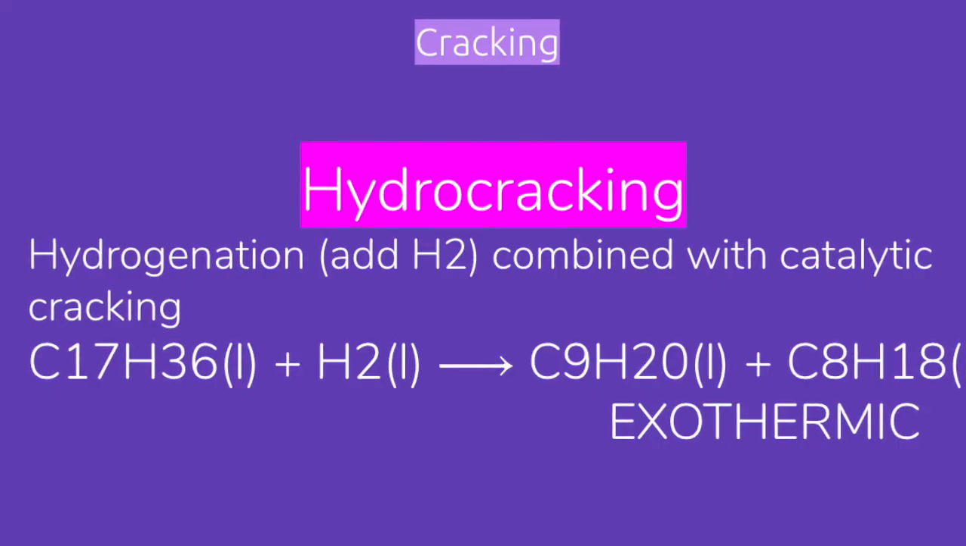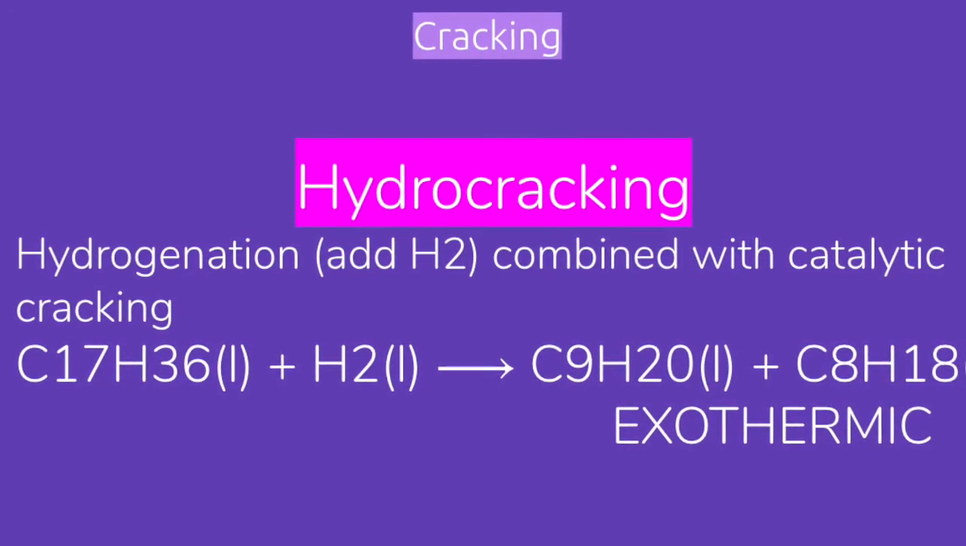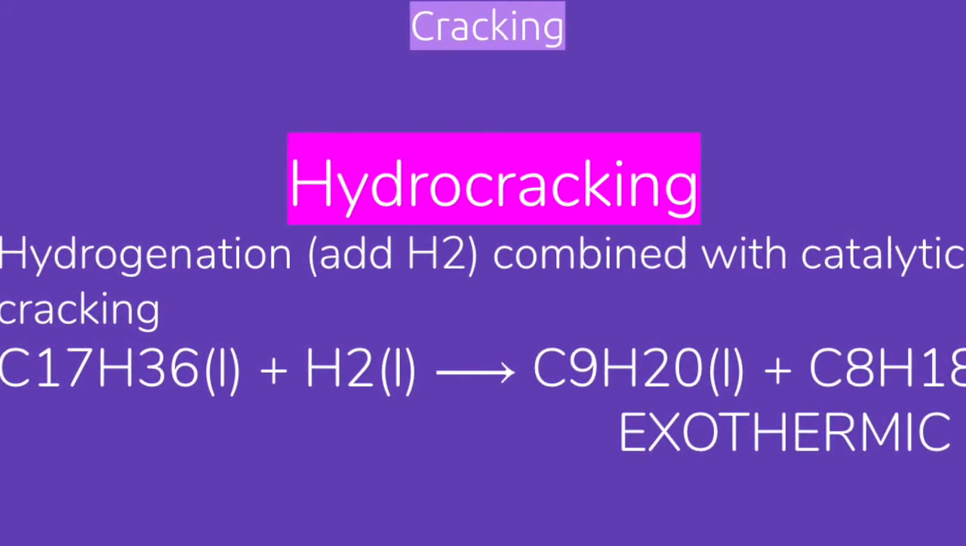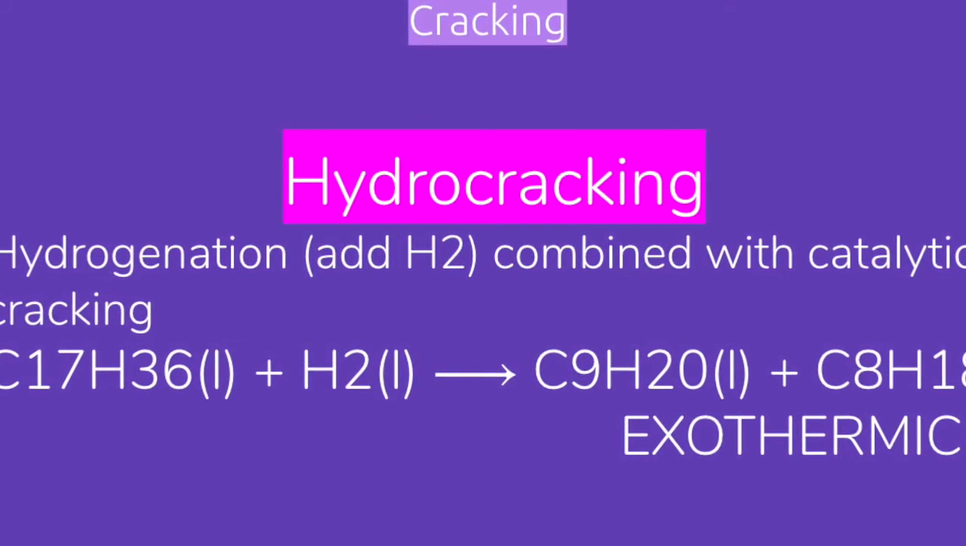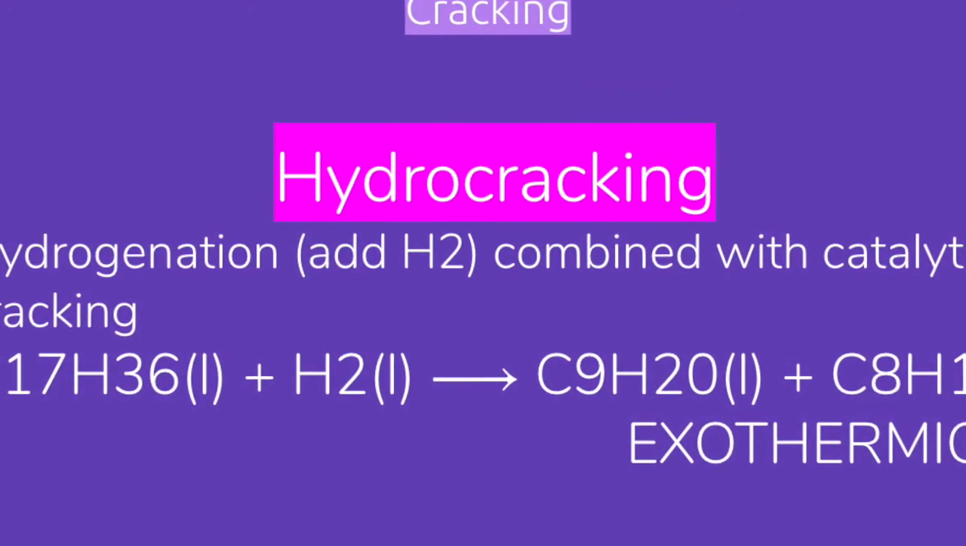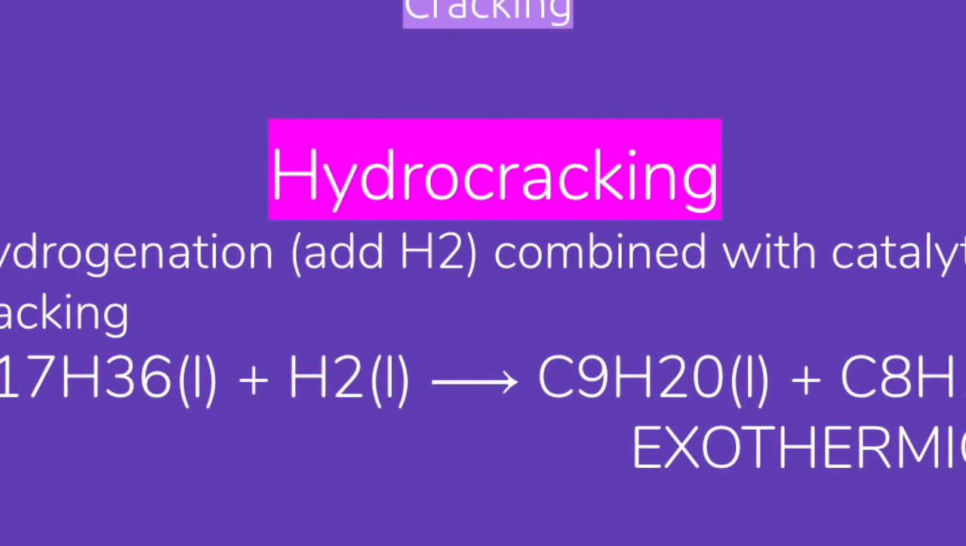The last type of cracking is hydrocracking. Hydrocracking is hydrogenation combined with catalytic cracking. Hydrocracking is the process in which the components of gas oil fractions are partially or completely converted into lighter molecules under the influence of H2 in the presence of a catalyst.